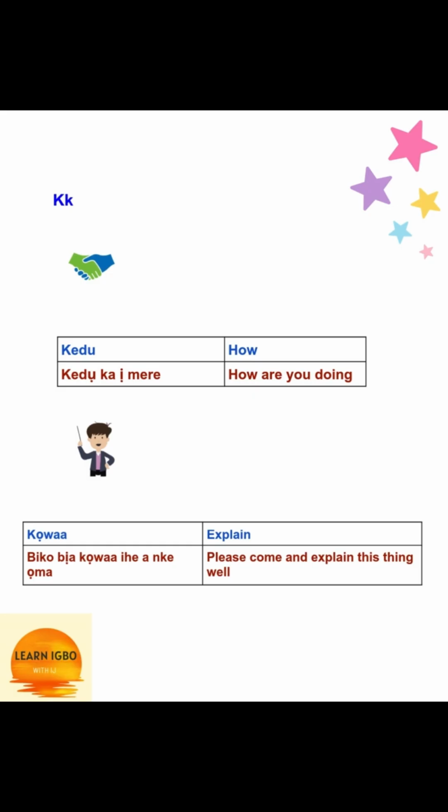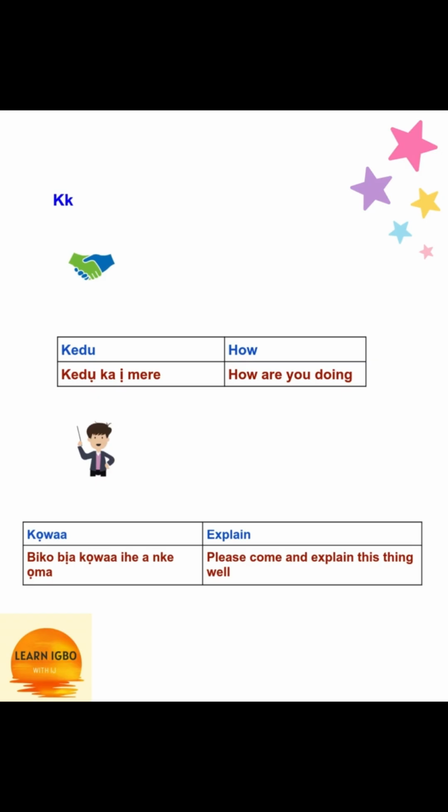All right. The next letter is the letter K. In English, this is K. In Igbo, this is K. Example, kedu, how. Used in a sentence: Kedu ka ị mere? How are you doing?